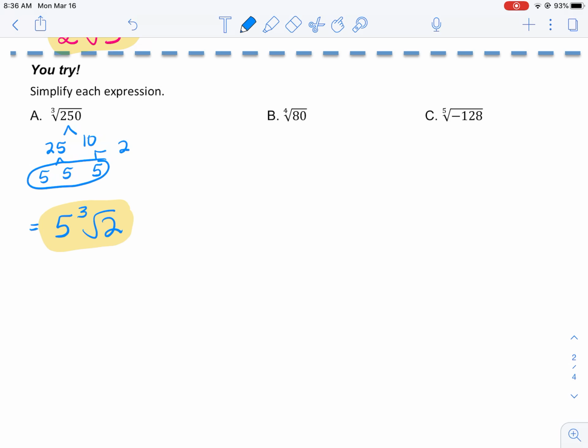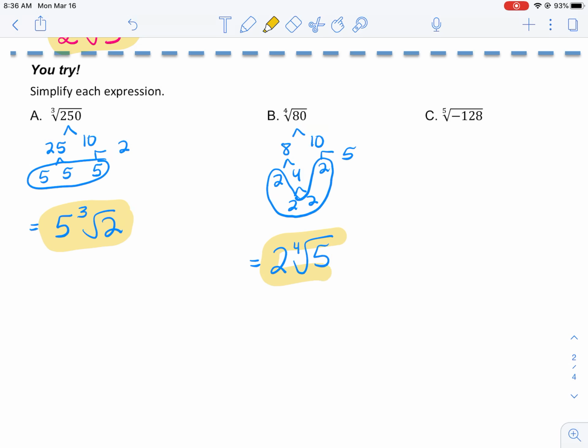Okay, the next one, 4th root of 80, I'm going to do 8 and 10, 2 and 4, 2 and 2, 2 and 5. Only look at the numbers on the bottom. So we have a set of 4 2s, and we have a 5 left over. I'm going to put the 4 back in the nook. So if you got 2 4th root of 5, you're good.